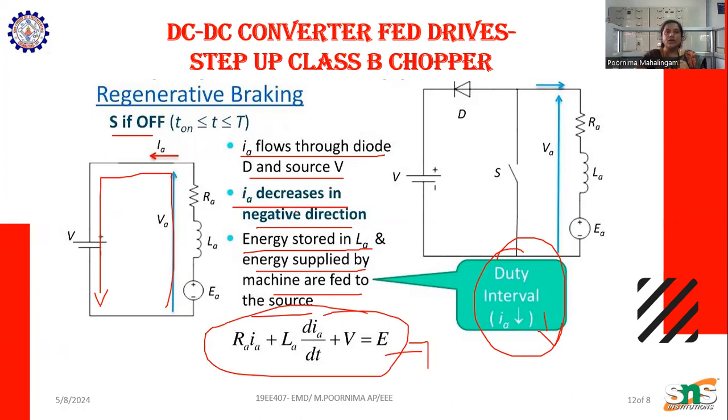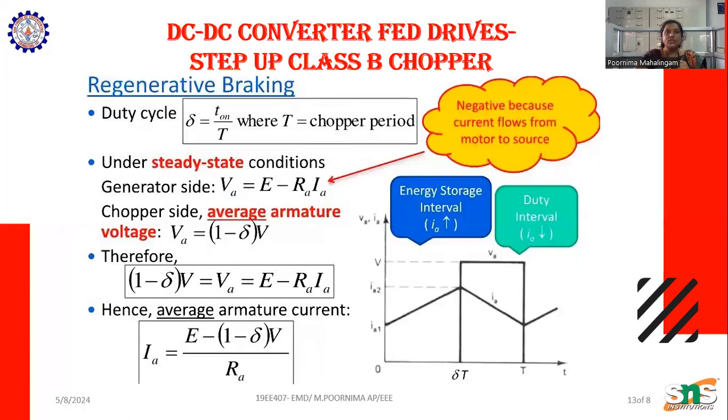This is the equation for the Class B chopper. Now, for regenerative braking of the chopper, the duty cycle is T on by T, where T is the chopper period. The current is negative because it flows from the motor to the source. On the generator side, VA equals E minus IA RA. On the chopper side, the average armature voltage VA equals 1 minus duty cycle into V. Equating these two equations, finally the armature current IA equals E minus 1 minus duty cycle into V, divided by RA.